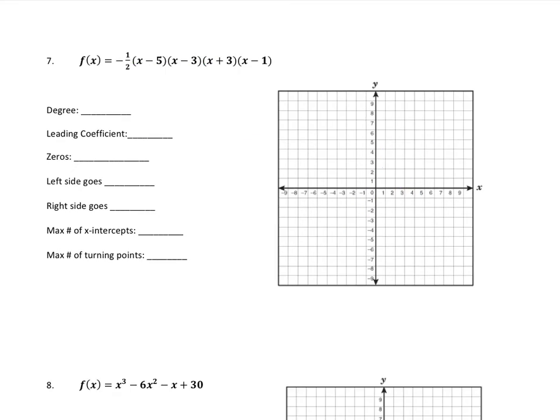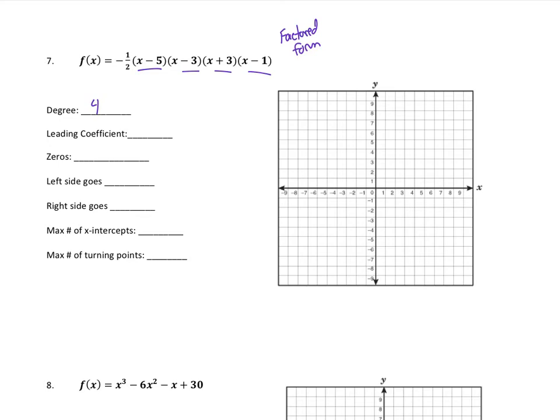For our next one, it's also in factored form. So we're going to count the x's again. None of them are squared, so we have nothing that bounces. If you look at the leading coefficient, there's no x there. So that means that it's not going to have 0 as one of our zeros. We've got 4 x's, so our degree is 4.